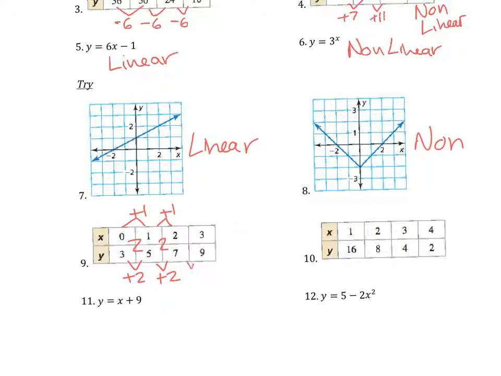So we're good so far. 7 to 9 is plus 2. 2 to 3 is plus 1. 2 over 1 is 2 again. Those are all the same. That's linear.